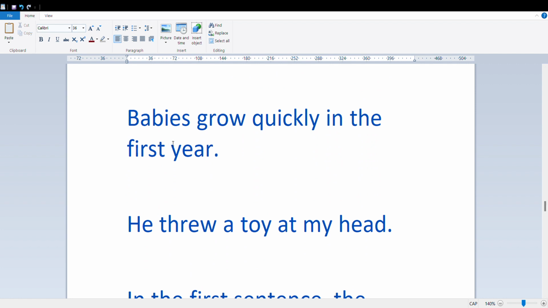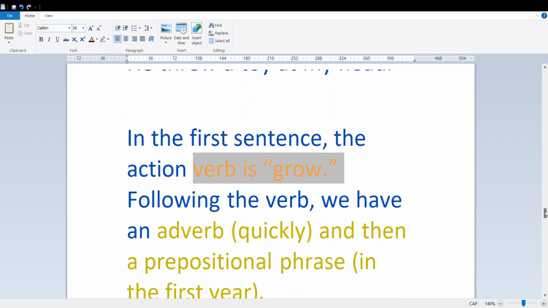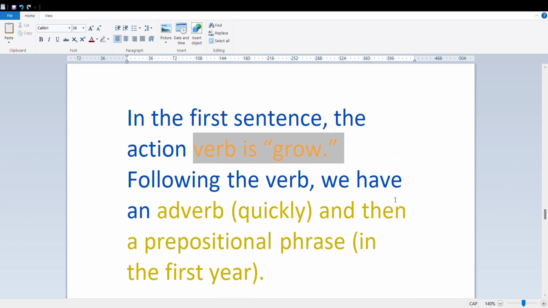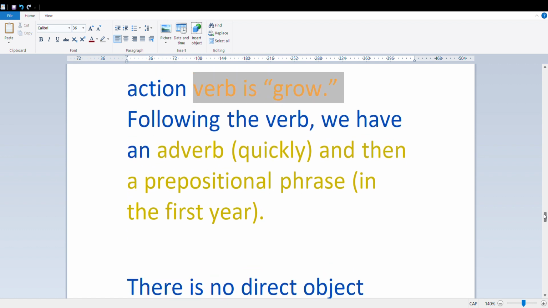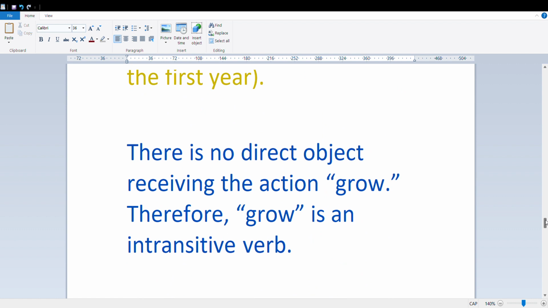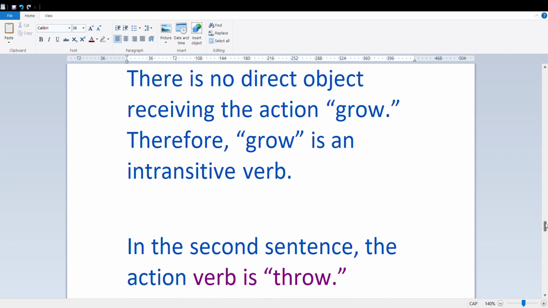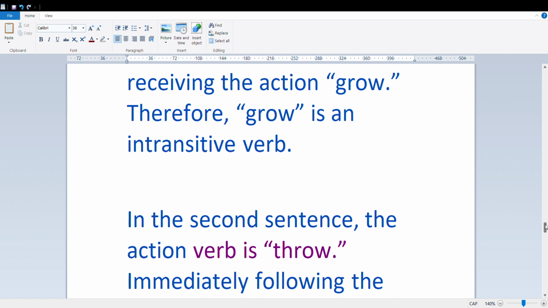Babies grow quickly in the first year, like the above one. He threw a doll at my head. Let's go for the explanation. In the first sentence, the action verb is grow. Babies grow. So grow will be your verb. Following the verb, we have an adverb, quickly, and then the prepositional phrase, which I told you is not important for this topic. So grow is your verb and quickly will be your adverb. There is no direct object receiving the action grow. Therefore, grow is an intransitive verb as explained before.